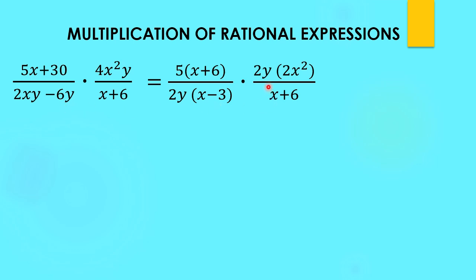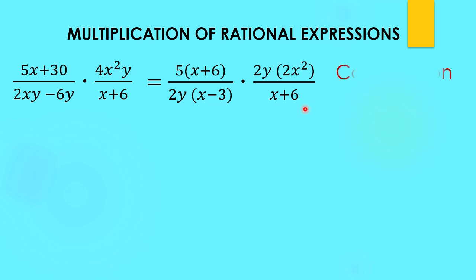And then also, we simplify 4x squared y by factoring this one. The factor of 4x squared y is 2y times 2x squared. If we multiply these two, it will go back to its original form, which is 4x squared y. And then we have x plus 6.